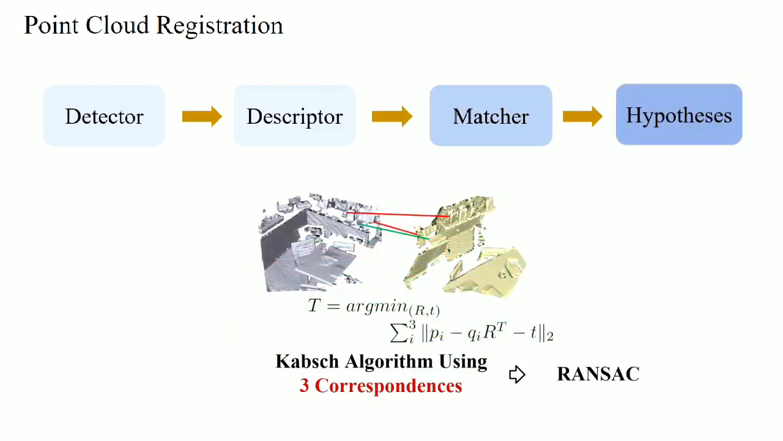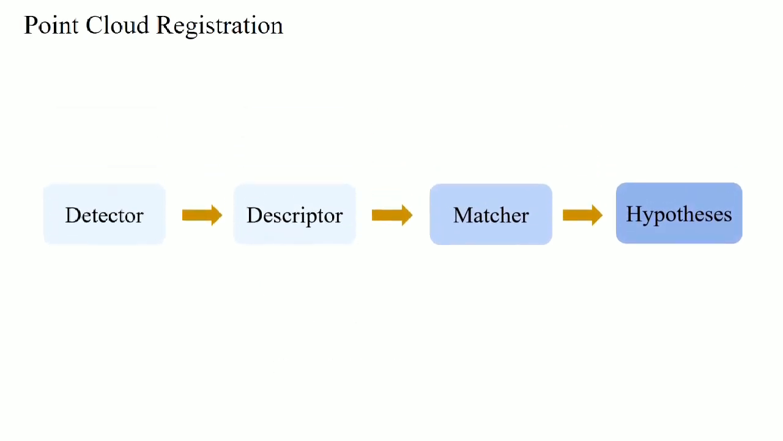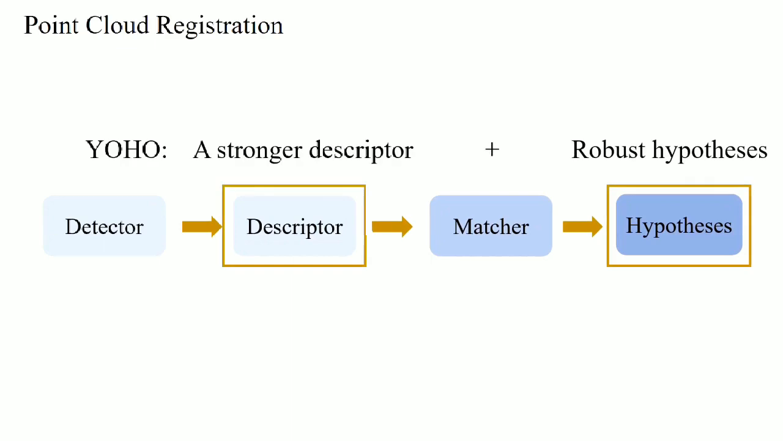Generally, the RANSAC algorithm will be used to generate a set of hypotheses for verification to find the final output rigid transformation. YOHO makes improvements in feature description by constructing stronger descriptors, and in transformation examination by examining robust hypotheses.